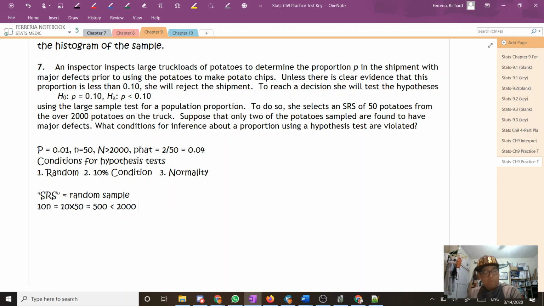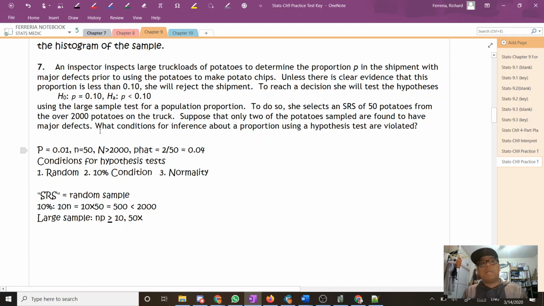So what is the normal condition? The normal condition for tests about a proportion is the large sample test. So large samples. Okay, large sample says that n times p needs to be greater than or equal to 10. Let's check. What is n? Well, that's 50. What is p?